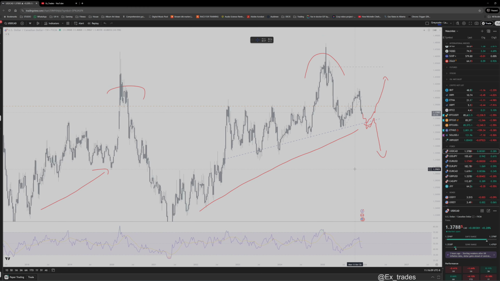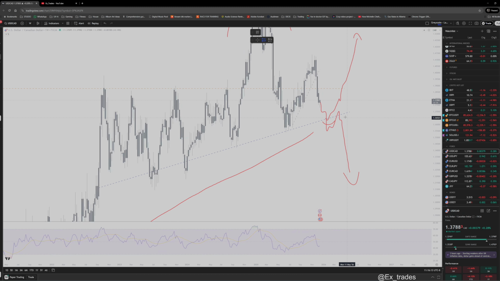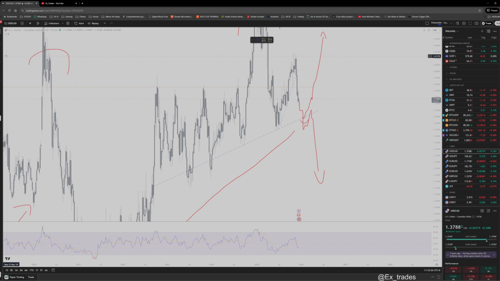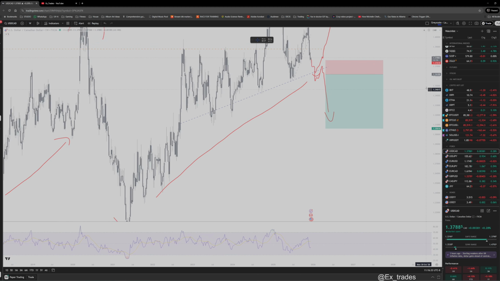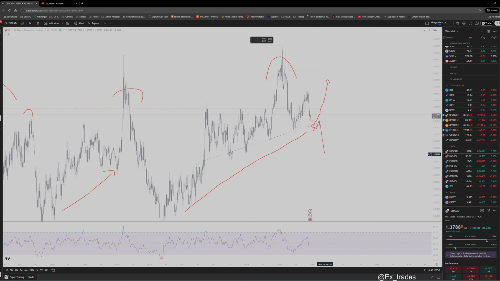And so that gives me plans for the future where I can long this on a reclaim. I can at least target here. And then I have a target up here if we break above, where I can add and stuff. And alternatively, I can go short if that setup comes. The short's obviously better, but yeah. So there's my USD Canadian outlook.